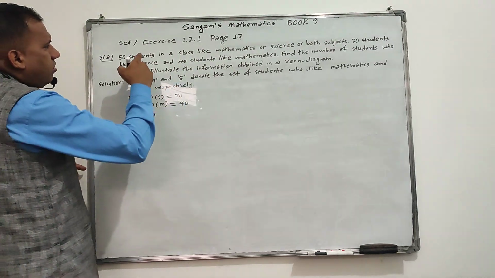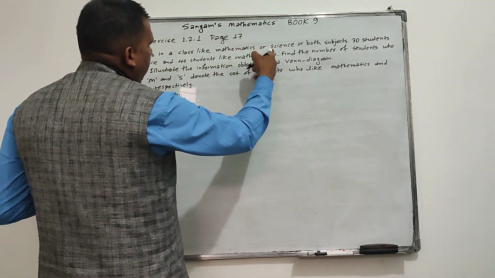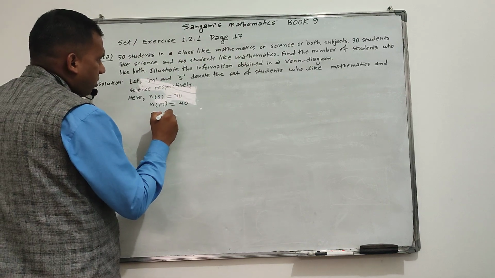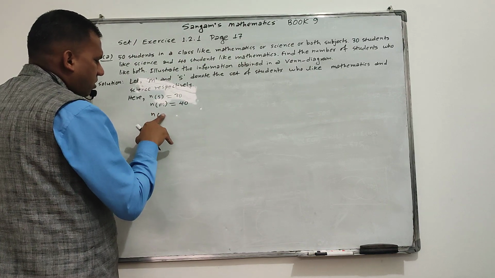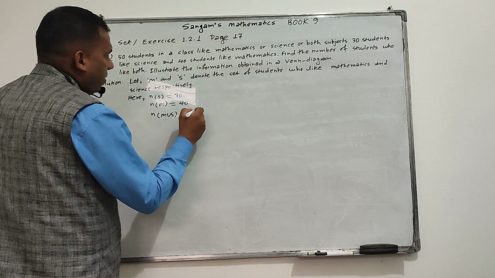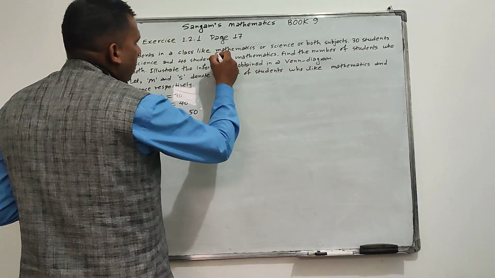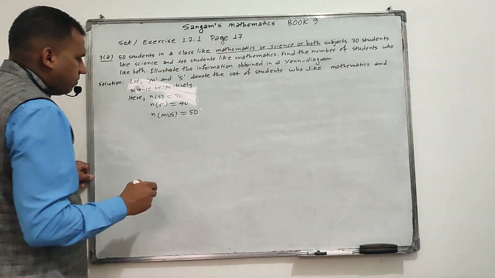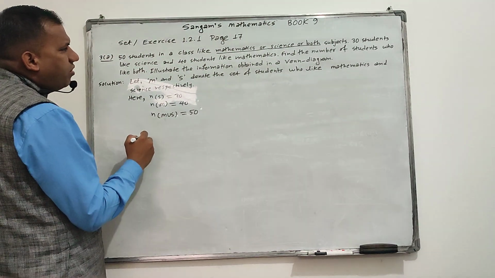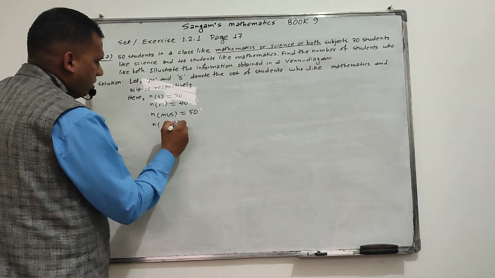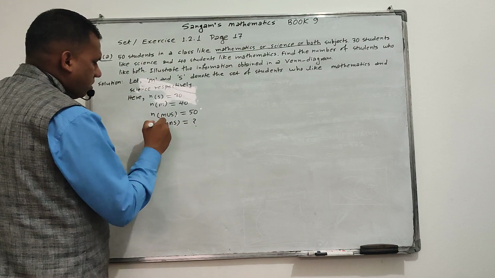50 students in a class like mathematics or science or both. It means number of M union S is 50. They like mathematics or science or both, so nobody likes none. Find the number of students who like both. Number of M intersection S equals question mark.